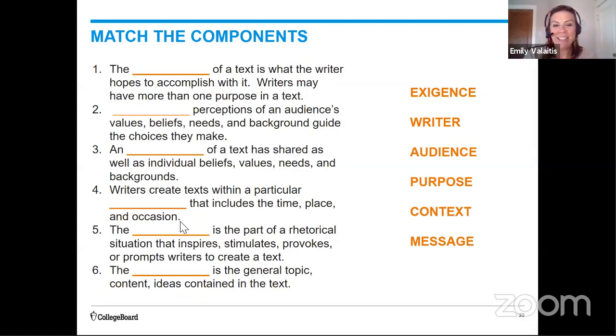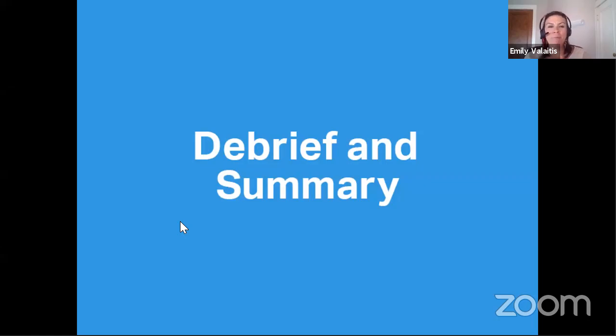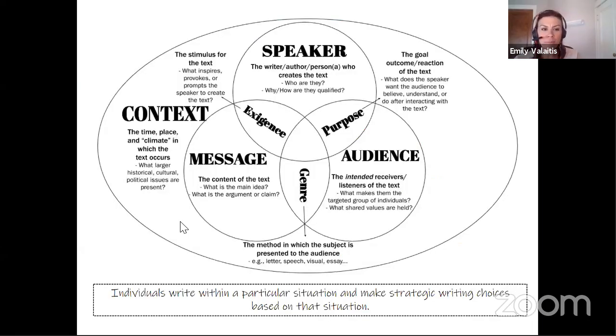All right, if you're ready for the answers, they look like this. So the purpose is what the writer hopes to accomplish. The writer's perceptions of an audience's values, beliefs, needs guide the choices. An audience of a text has shared as well as individual beliefs, values, needs. Writers create text within a particular context, time, place, and occasion. The exigence is the part that inspires, stimulates, or provokes or prompts the writers to create a text. And the message is the general topic, content, ideas, etc. How'd you do? I'm hoping good.